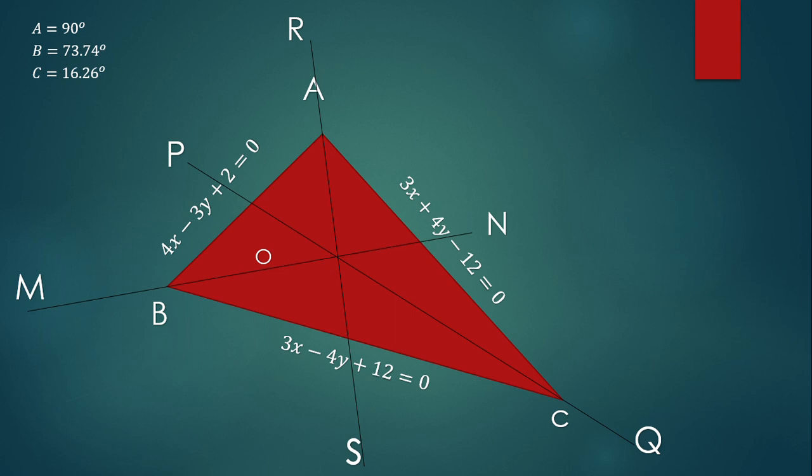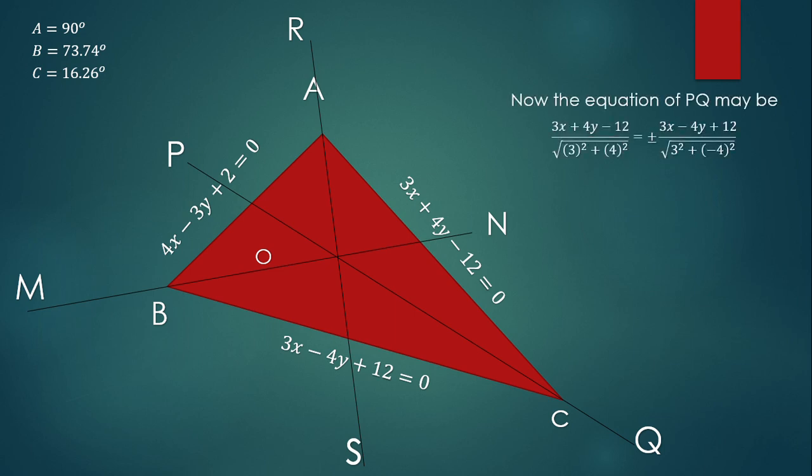Now the equation of PQ: (3x plus 4y minus 12) upon root over 3 squared plus 4 squared is equal to plus minus (3x minus 4y plus 12) upon root over 3 squared plus (minus 4) squared. Now we will get 5 and it is cancelled, and we will get 3x plus 4y minus 12 is equal to plus minus (3x minus 4y plus 12).